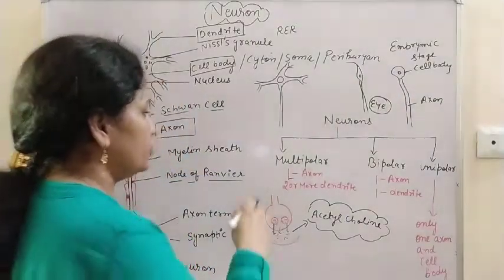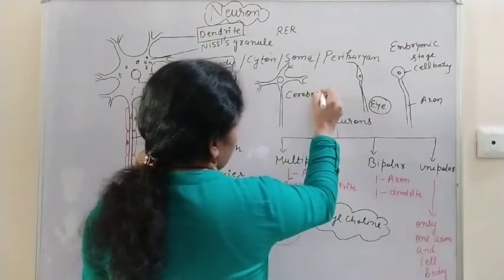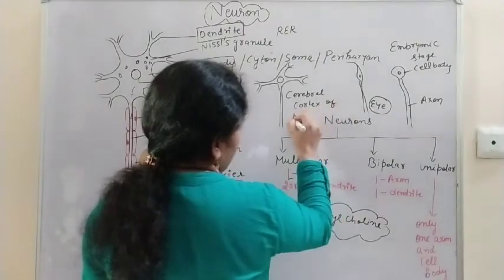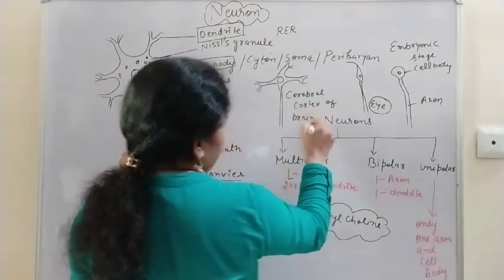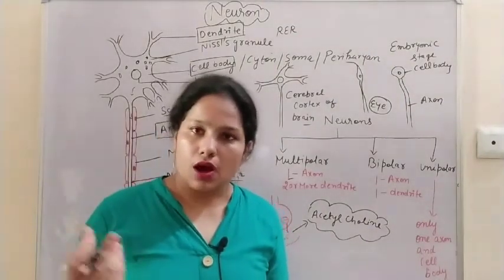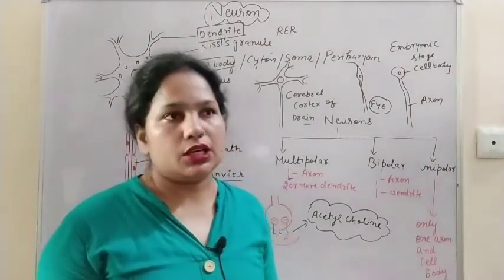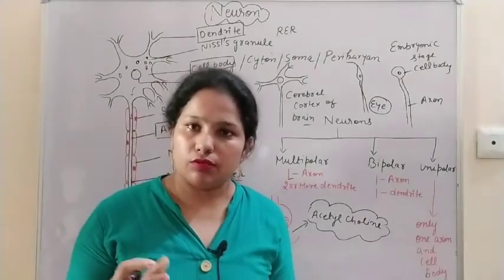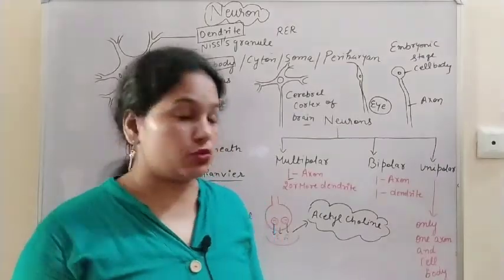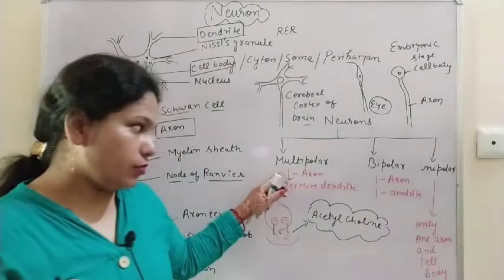and these multipolar neurons are present in the cerebral cortex of our brain. Cerebral means the cerebrum part, and we will study the structure of the brain ahead. There we will study that the brain has four parts, the cerebrum part, and in the cerebrum there is the cortex and the medulla part. So in the cortex region, which type of neuron is present? Multipolar neuron.